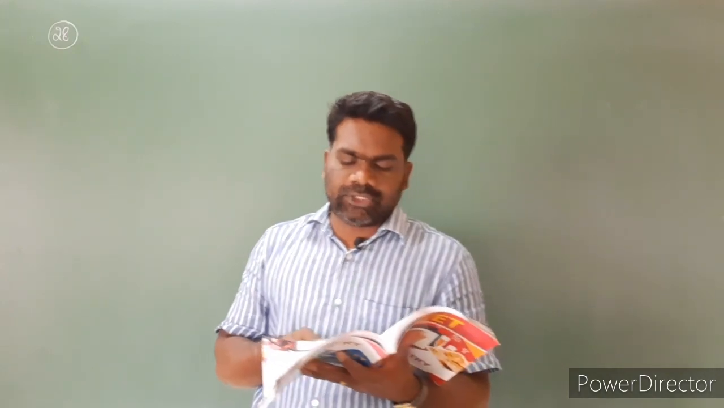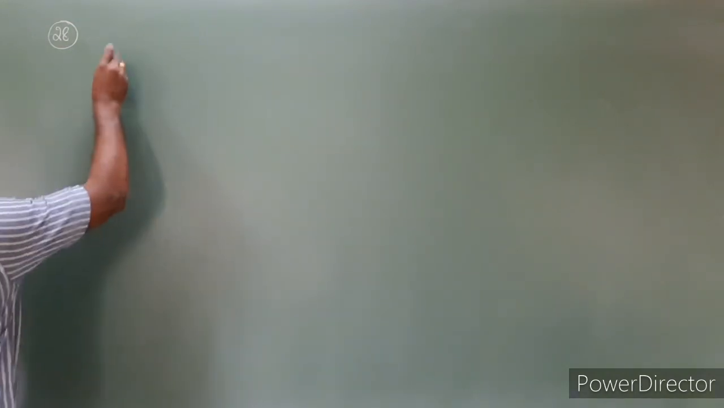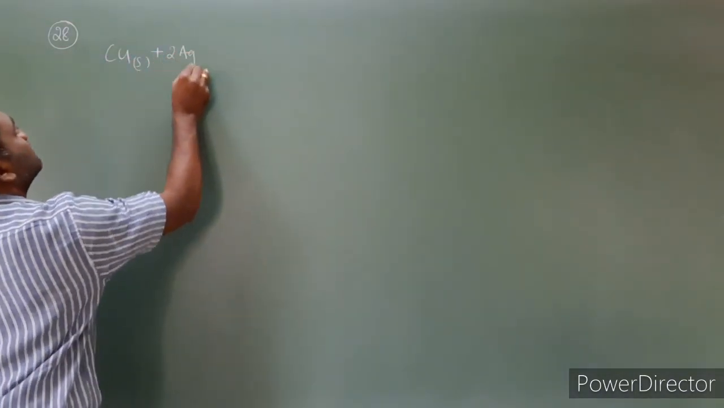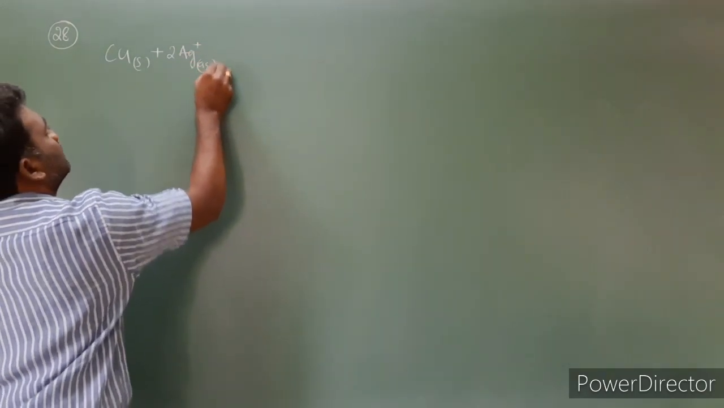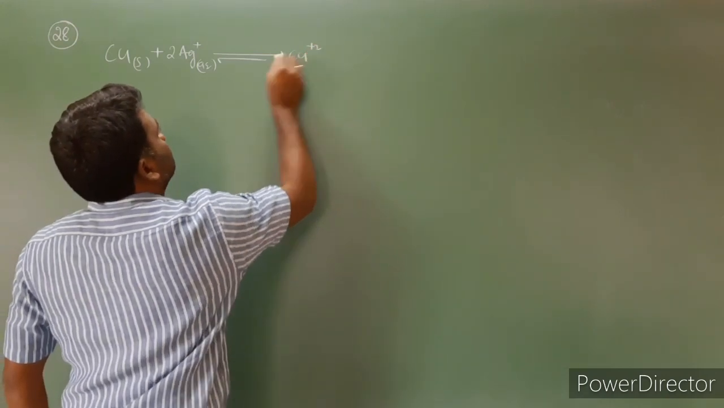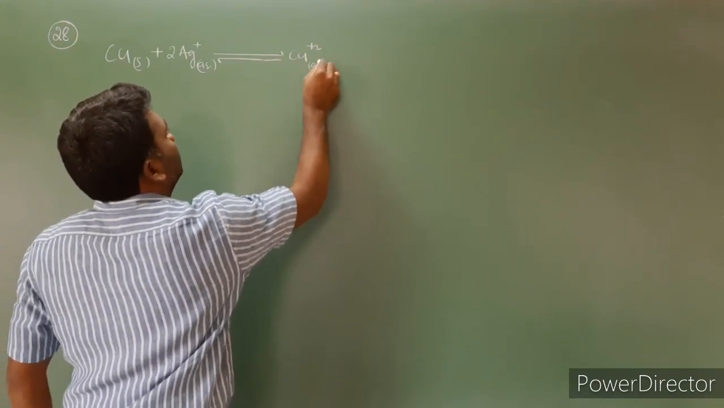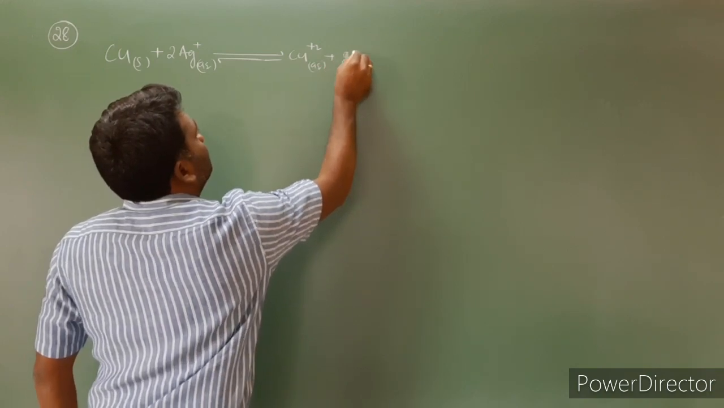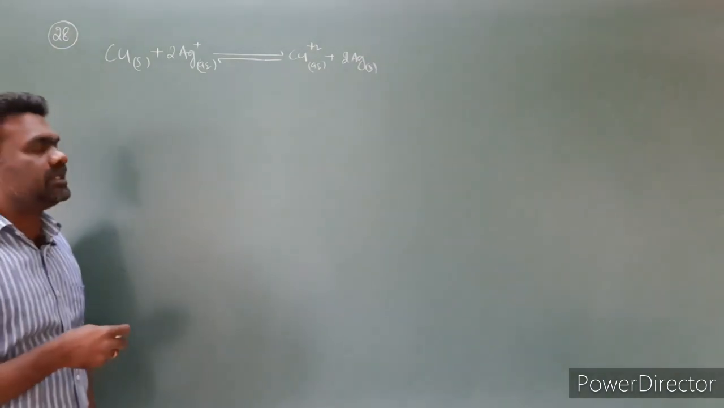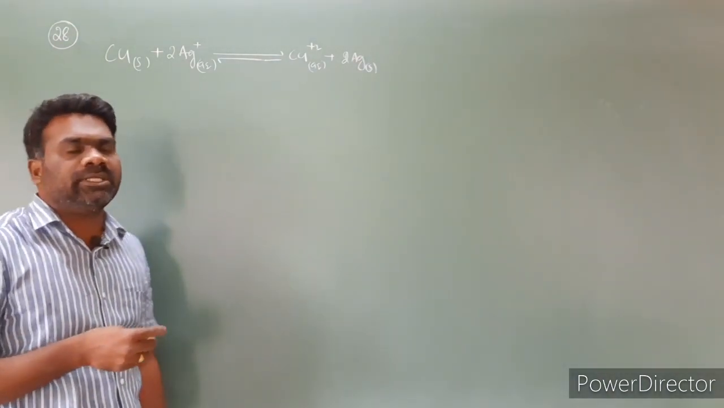For the reaction Cu plus 2Ag⁺ gives rise to Cu²⁺ plus 2Ag, the equilibrium constant is given by... First let us write the equation: Cu solid plus 2Ag⁺ aqueous gives rise to Cu²⁺ aqueous plus 2Ag solid. So this is the equation given to us. For this equation we have to write the equilibrium constant Kc.